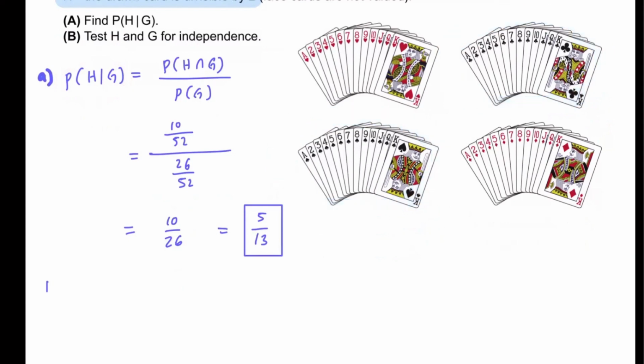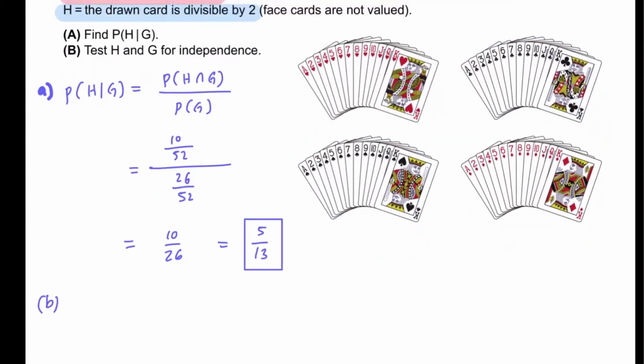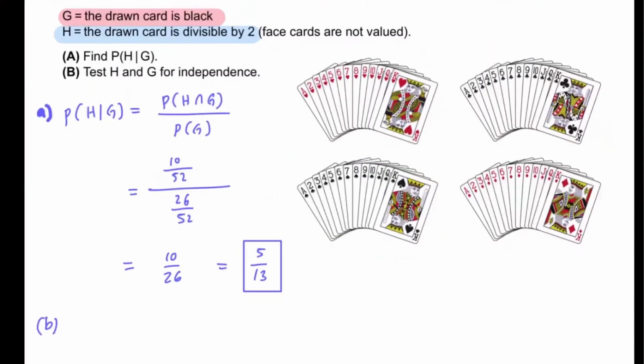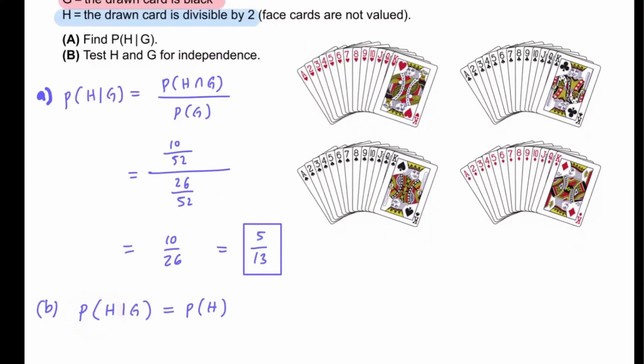Now let's take a look at part B. For part B, we want to determine if these two events are independent. To show something is independent, we want to show that the probability of H given G is equal to the probability of H. By definition, independent means the probability of H is not affected by knowing G has occurred. The occurrence of one event has no influence on the occurrence of the other. This is by the definition of independence, and we want to show this holds for these two events.